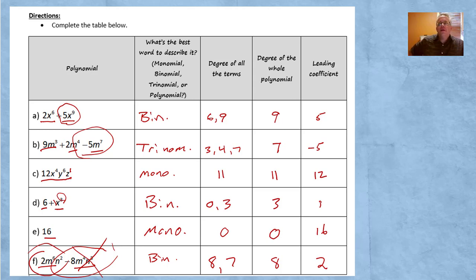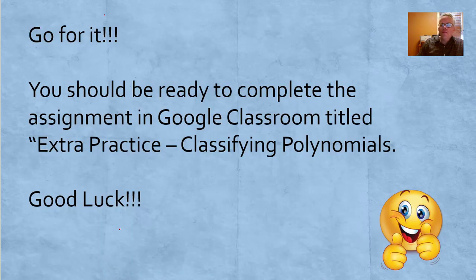So, give it a try, and I'll look at your work, and hopefully you got it all, and it all makes sense. But if you're having trouble somewhere, this is how we learn it. You give it a try, and I'll give you some feedback on it. All right? So, go for it. You should be ready to complete the assignment in Google Classroom.